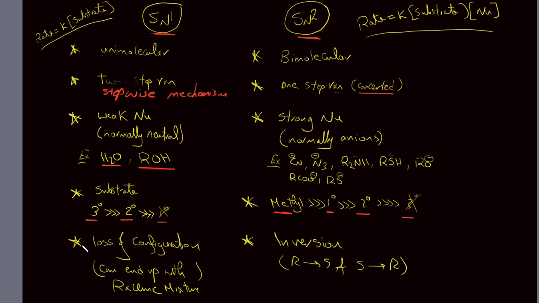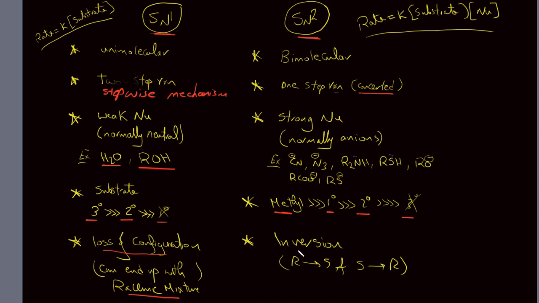In SN1, in stereochemistry, we have a loss of configuration. If you have stereochemistry in the substrate before the reaction, once the leaving group leaves, you will have a carbocation. This carbocation is going to be trigonal planar. You will have two attacks, top and bottom. You will end up with a racemic mixture. So you end up, for example, with an R and S. So you don't have a specific configuration. That's why we say it's a loss of configuration.